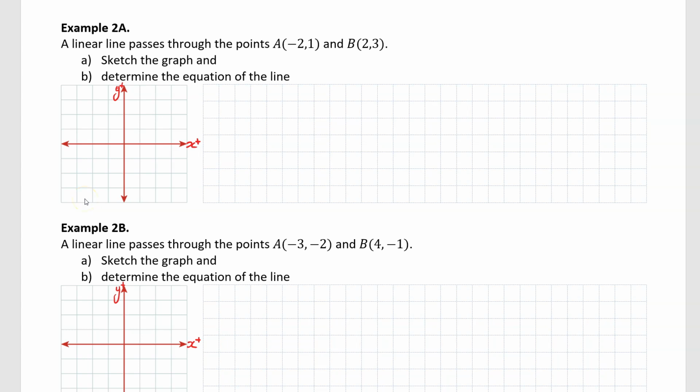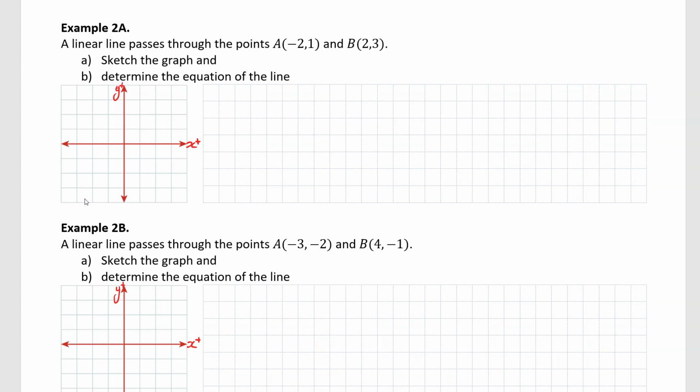In this video, we're going to have a look at how we can determine the equation of a linear line when we are given two arbitrary points and told that the line passes through them. In this case, we've got points A, which is at -2, 1, and B, which is at 2, 3.